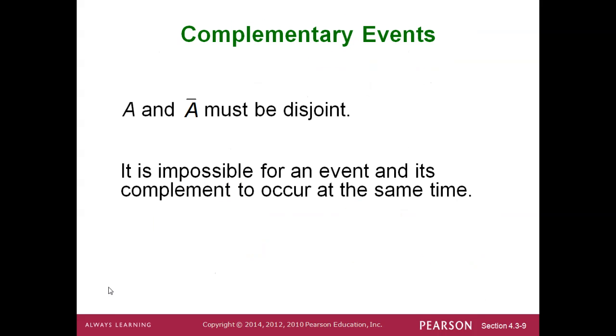So that's one of the things you're going to have to decide at the beginning of your problem. A and A complement, they have to be disjoint, don't they? If one's the complement of the other, say the probability of A is that we have a 7, the complement of having a 7 means it's not a 7. So they have to be disjoint. It's impossible for an event and its complement to occur at the same time. It's not possible.